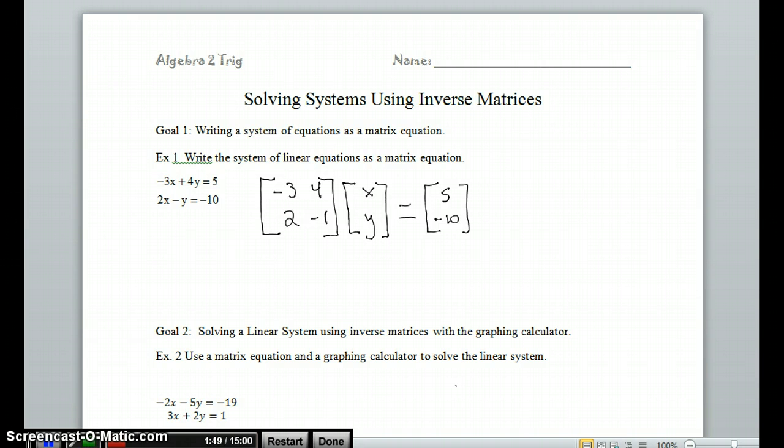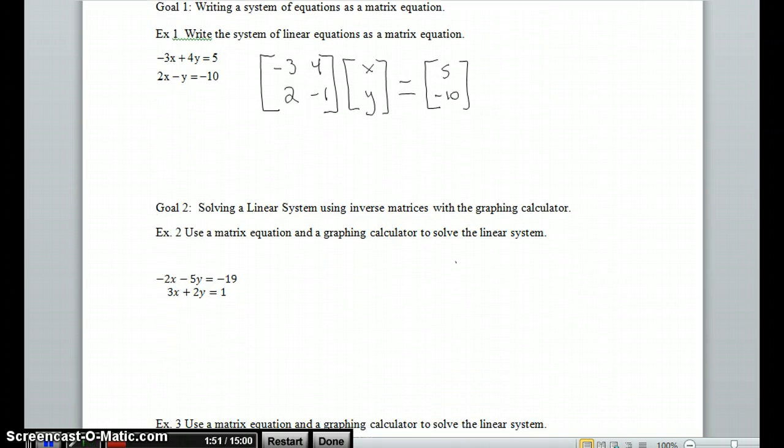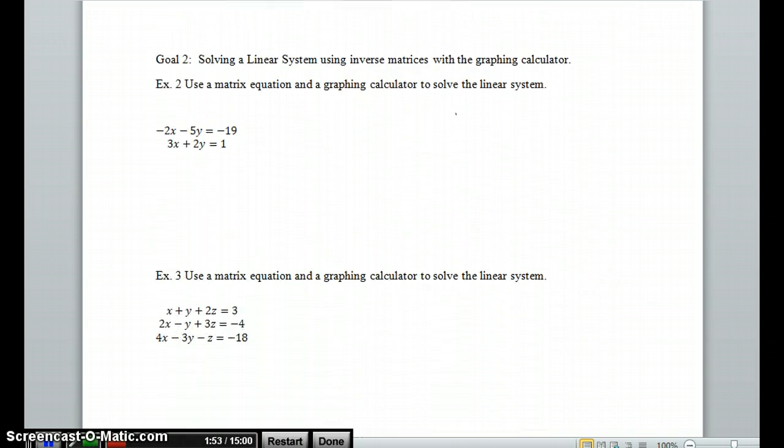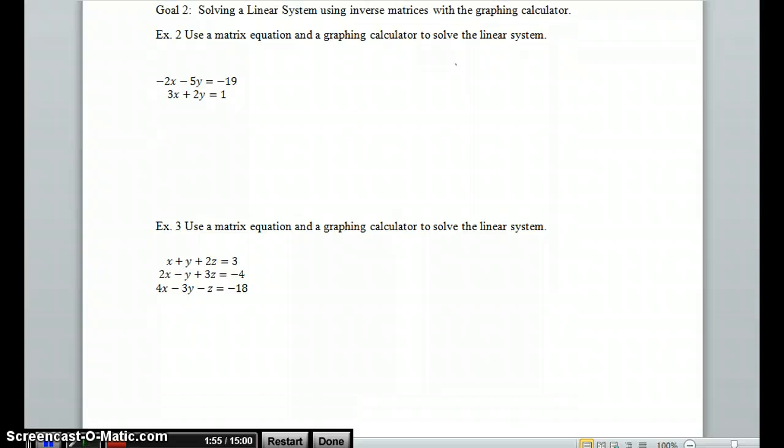All right, next problem. You're definitely going to need your calculator here in a second. If you don't have it out, get it out. Now, this next goal is to actually solve a linear system using inverse matrices with a graphing calculator.